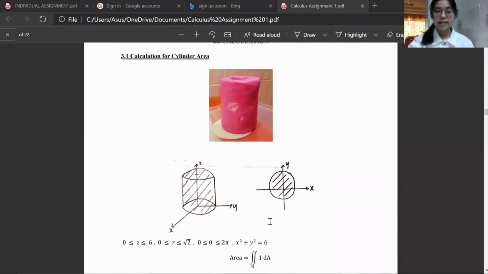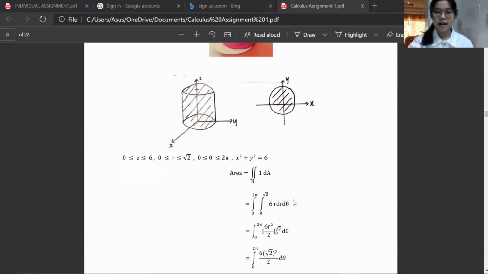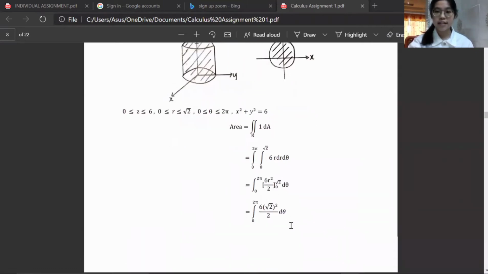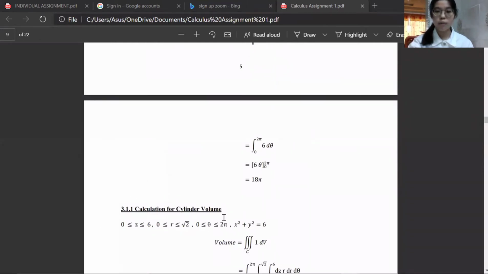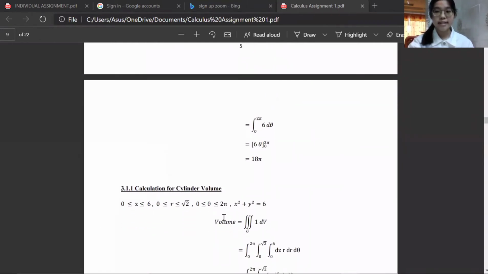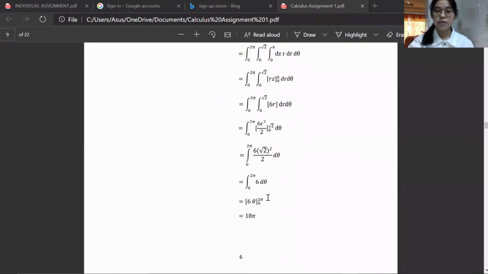To find the cylinder area, I use polar coordinates, which is r dr dθ, and I use what I have learned in class to do this calculation. The same goes for the volume, where I use cylindrical coordinates, which is dz r dr dθ, to find the volume. At last, I conclude that the area of the cylinder and the volume of the cylinder have the same value, which is 18π.